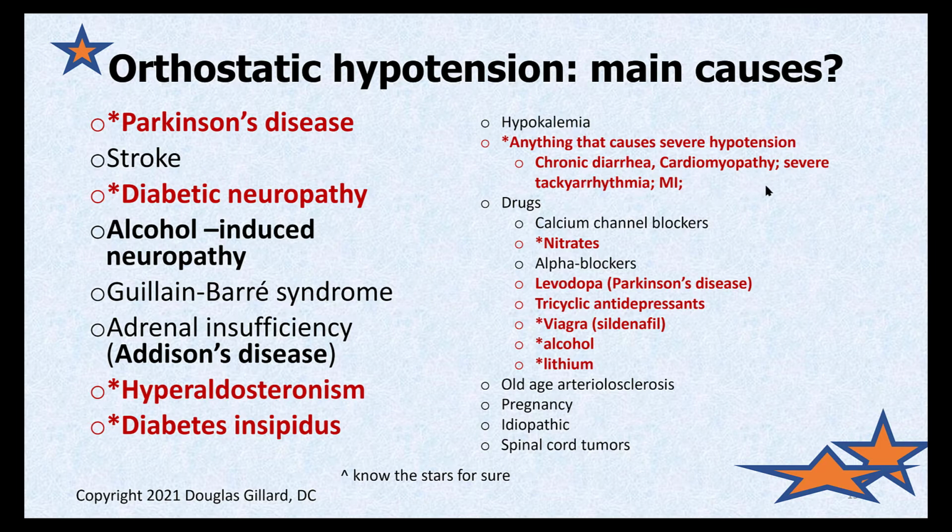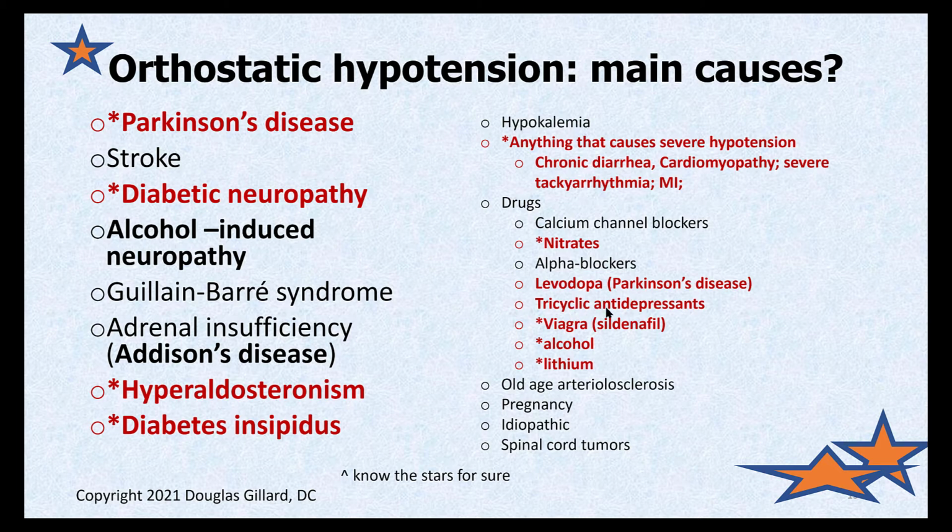Chronic diarrhea, cardiomyopathy, severe tachyarrhythmias, especially with the ventricle, myocardial infarction. Drugs can cause this. Definitely, you need to know these. If a patient complains of getting really dizzy when they get up and they're on Nitrostat for angina, for chest pain, and they take nitrates, that could be causing this orthostatic hypotension. Or Parkinson's. Ironically, the treatment for Parkinson's disease also makes the orthostatic hypotension worse.